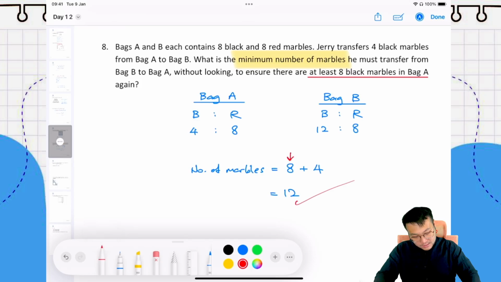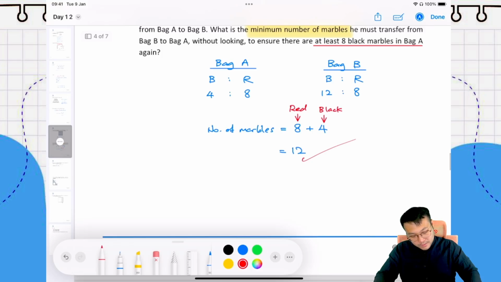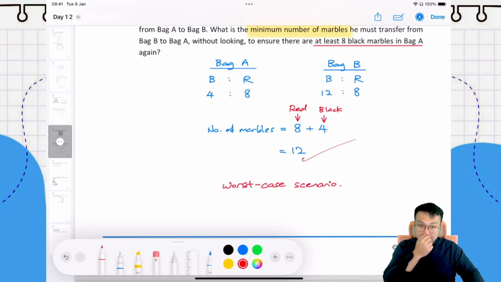This is if you're very unlucky, you took all the red. Then after that, you take the 4 black. Okay? So always remember the worst case scenario. Okay? Remember the worst case scenario.